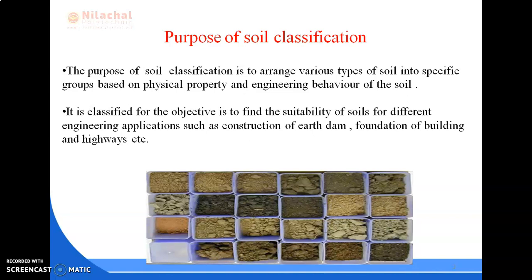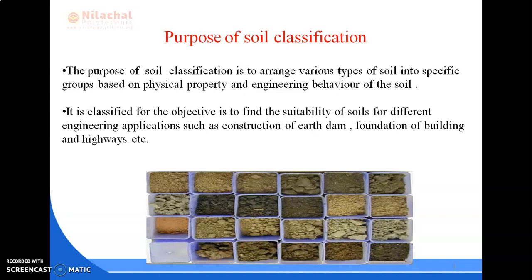So let us discuss what is the main purpose of a soil classification system, or why it is necessary to classify the soil. The purpose of soil classification is to arrange various types of soils into groups according to their engineering or agricultural properties and various other characteristics. Soil possessing similar characteristics can be placed in the same group.